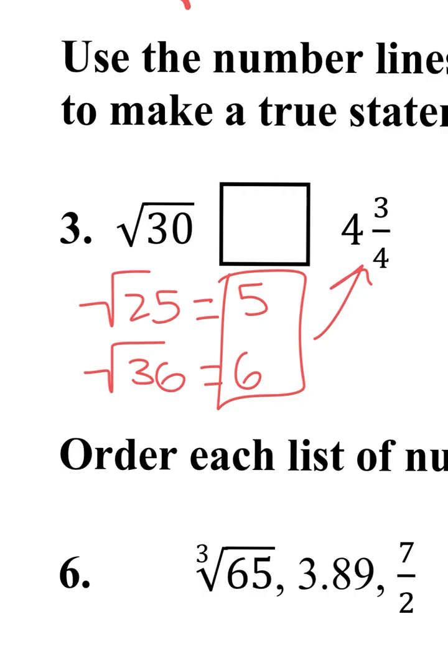What's smaller, 4 3/4 or the square root of 30? Well, 4 3/4 is smaller than 5 or 6, so therefore the square root of 30 is going to be larger than 4 3/4. Hopefully that makes sense to you. Moving on to number 4.